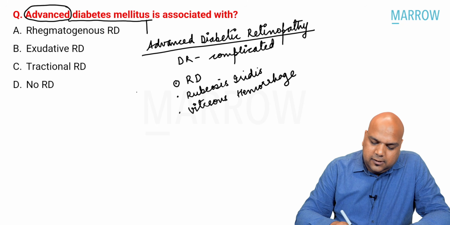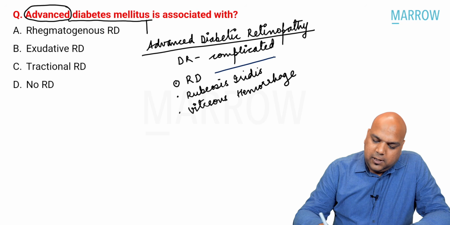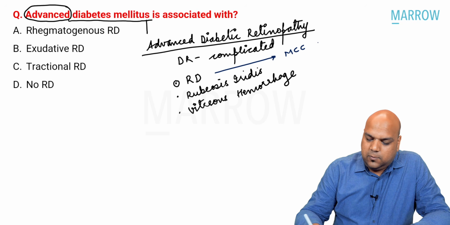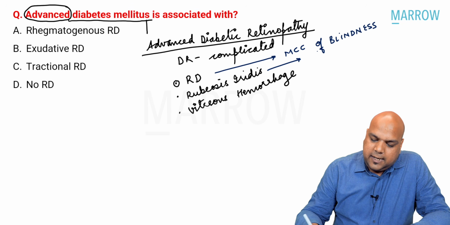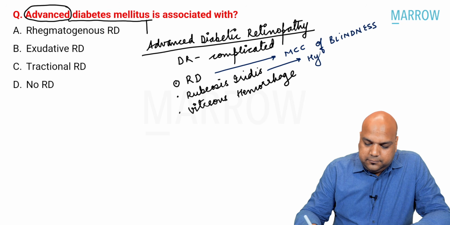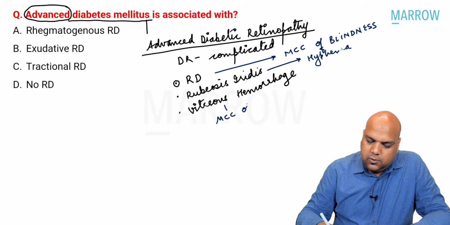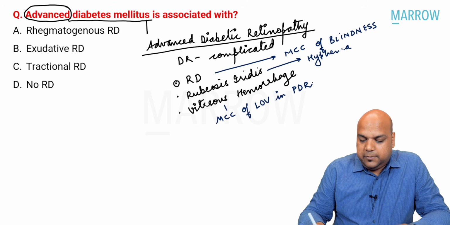All of us know retinal detachment is the most common cause of blindness. Yes, most common cause of blindness in diabetic retinopathy. Rubeosis iridis causes hyphema, and vitreous hemorrhage is the most common cause of loss of vision in proliferative diabetic retinopathy.